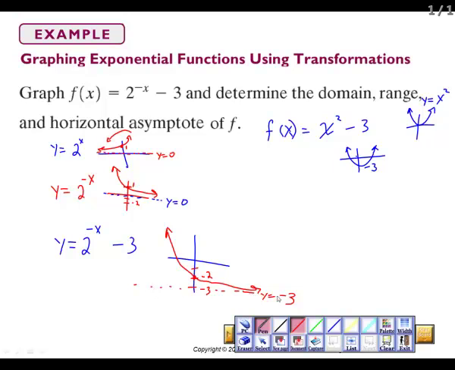So when you graph these manually, you're going to have to graph the horizontal asymptote. You're going to have to graph showing that the new y-intercept is now at negative 2. And then you're going to have to show that it's exponential decay.